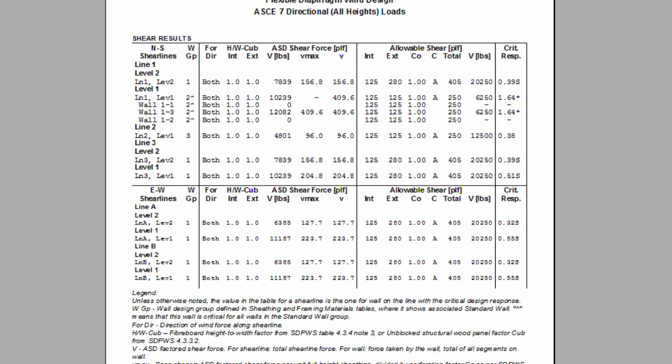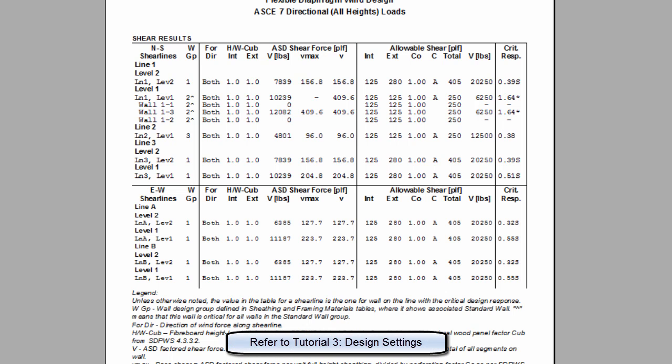As a result of the implementation, in the wind design tables, the letter S beside the critical response ratio indicates that the critical case in the design of that wall or wall segment was seismic. Similarly, in the seismic tables, the letter W will be displayed if wind was the critical case for that particular wall or wall segment. Please refer to Tutorial 3, Design Settings, for more details.